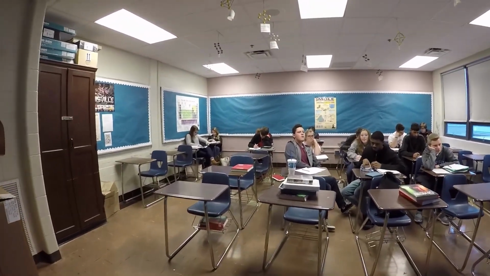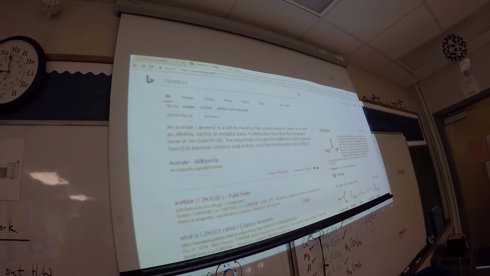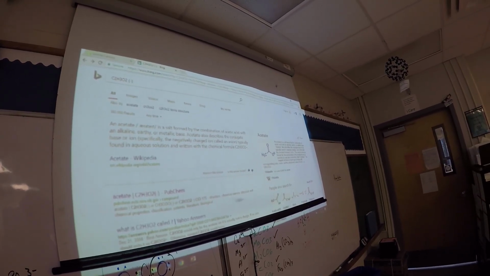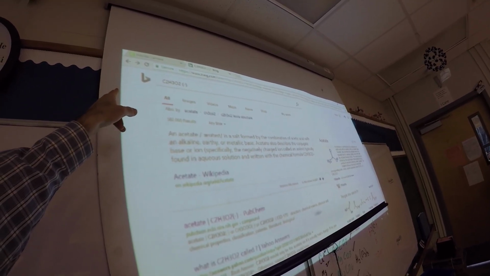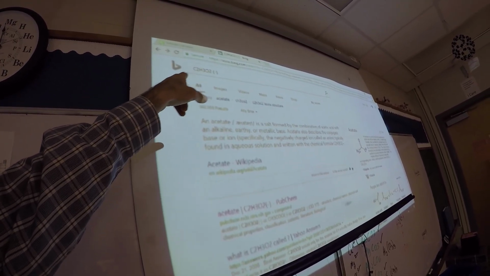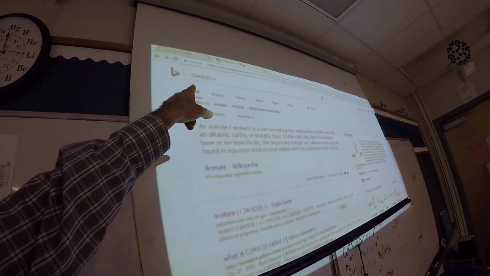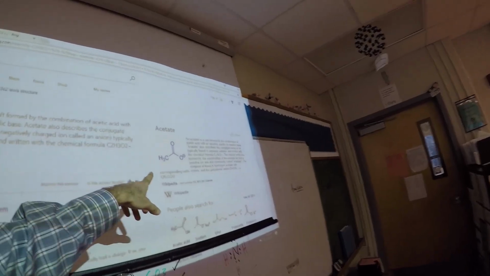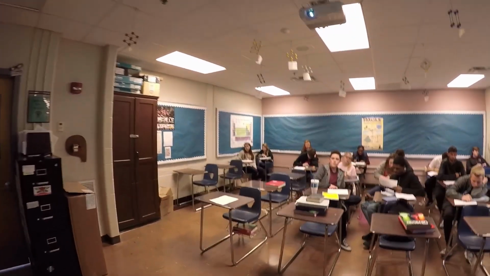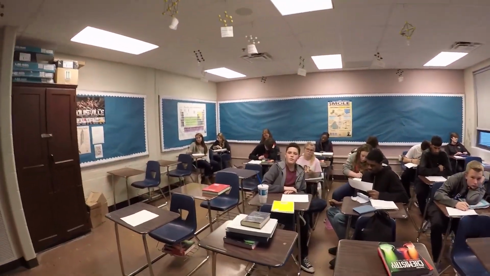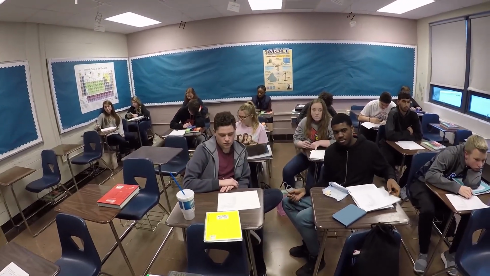It's a polyatomic anion. Once again, if you come across a polyatomic ion you don't know the name of, there's a thing called the internet. This is a website called Bing, and you can type in the polyatomic anion, and it comes up as acetate with a negative charge. Now, I highly encourage you to do this. I'm not so bent out of shape about you memorizing the polyatomic names.